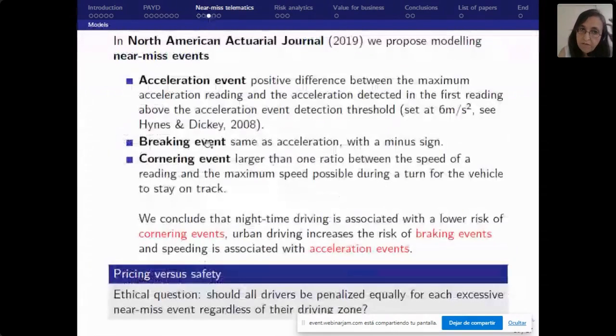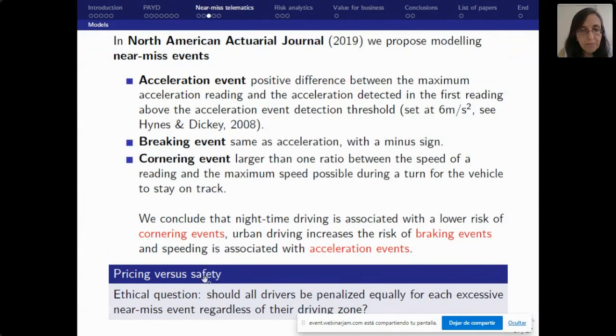In that paper, we define three types of events: acceleration event, meaning that there has been a very fast acceleration, and we have used this reference of a changing speed of 6 meters per second squared. We have also defined a braking event. We have also defined a cornering event. And this is what has been done in this paper. And we then model these events instead of the accidents.